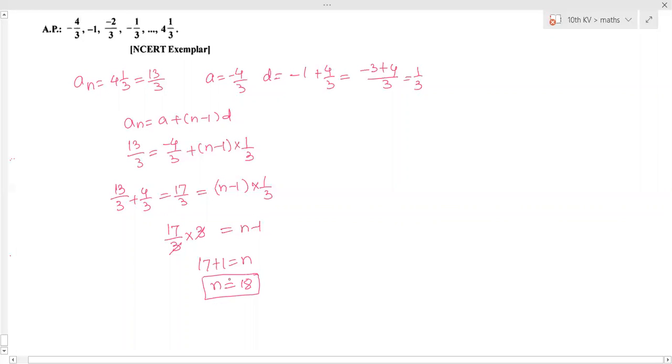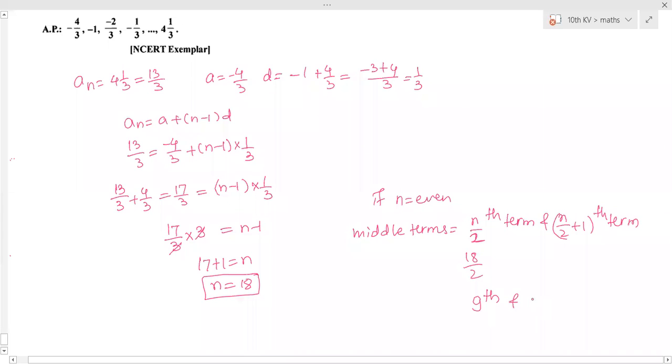So the 18th term is n. N is 18. That means in total there are 18 numbers. So if n is even, then the middle terms are the n by 2th term and the n by 2 plus 1th term. So what is n? 18 by 2. That is, the ninth and 10th terms are the middle terms. So find out A9 and A10.